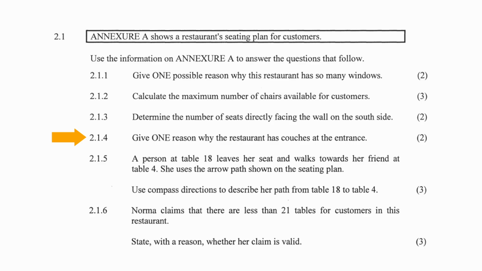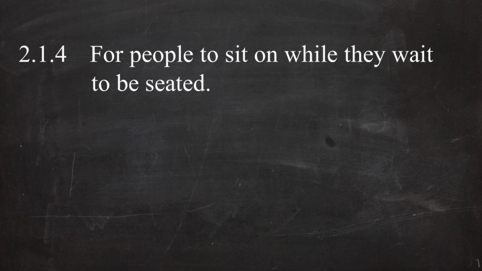In question 2.1.4, you have to give one reason why the restaurant has couches at the entrance. One reason for having couches at the entrance of the restaurant is so that people can sit while they wait to be seated at tables.